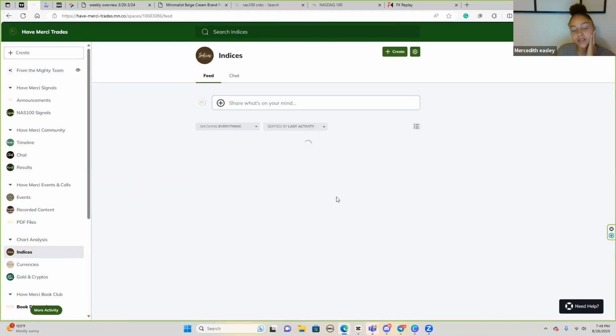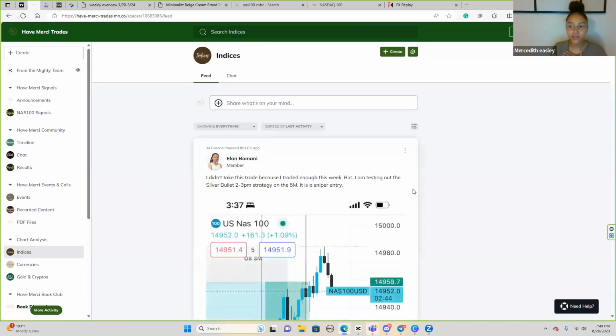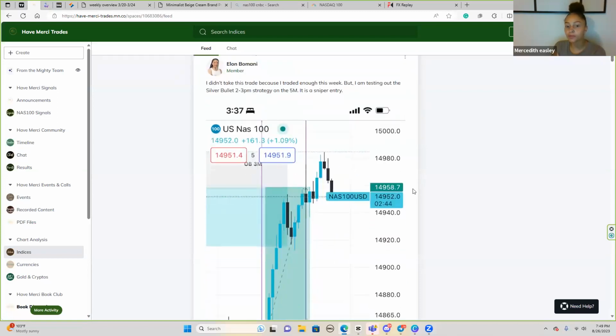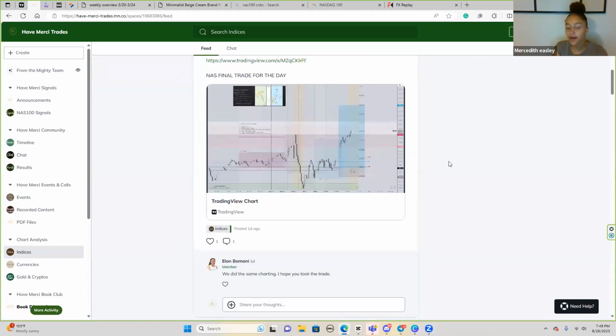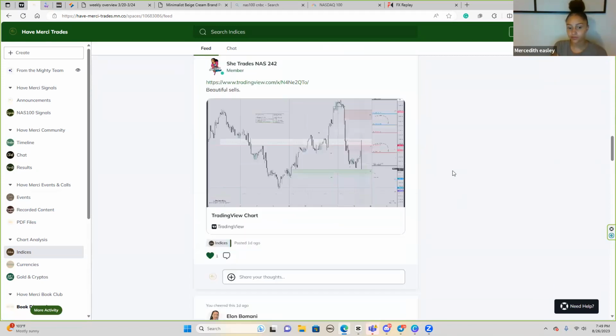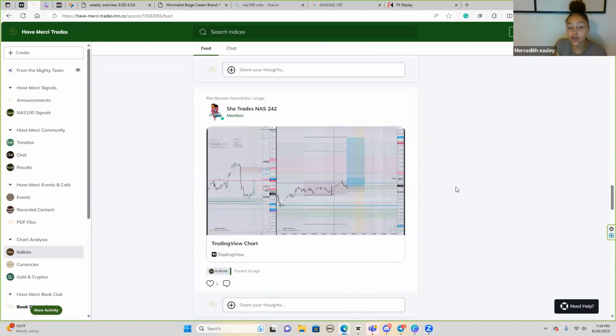We also have an indices section. So not only do I post in this area, other members post their charts in these areas as well. So yeah, you can post any indice chart in this area.